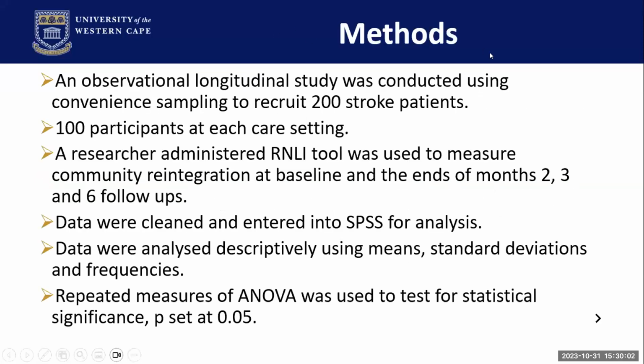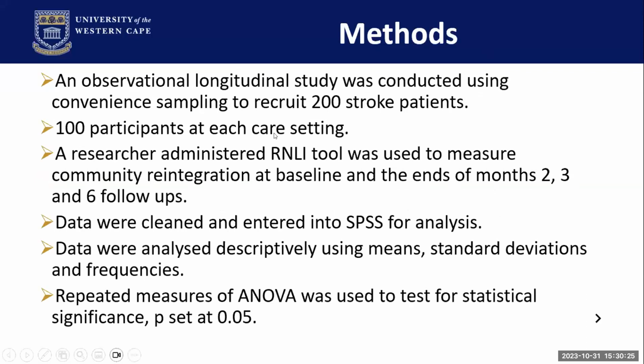The methods. An observational longitudinal study was conducted, and we used a convenience sampling method to recruit 200 stroke patients. This involved 100 stroke patients at each of the care facilities: one at the orthodox medicine setting, and then 100 at the traditional medicine setting.